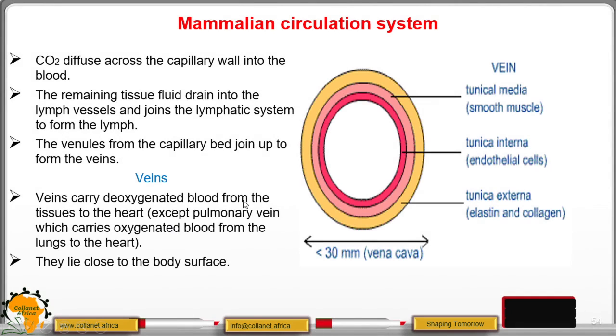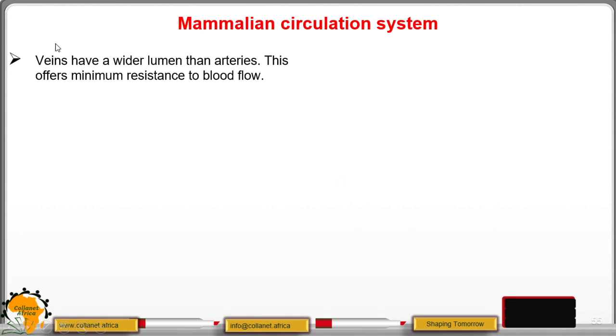This is the structure of a vein. It has the smooth muscle in the middle, endothelial cells on the inner, and collagen fibers on the outer part. Actually, the lumen of a vein is wider, and that of an artery is narrow. Veins have a wider lumen than arteries.